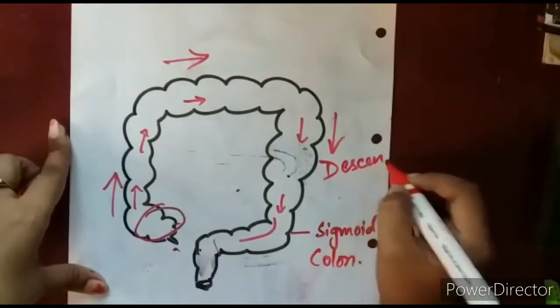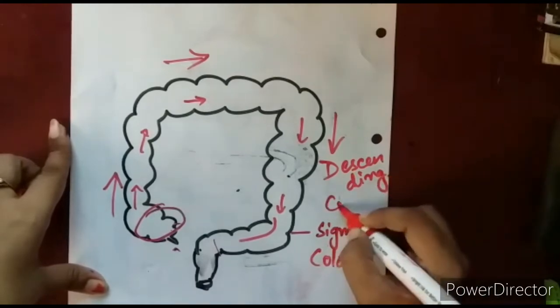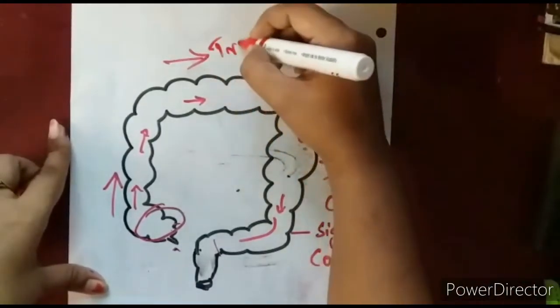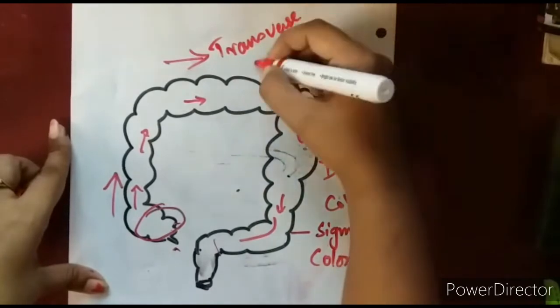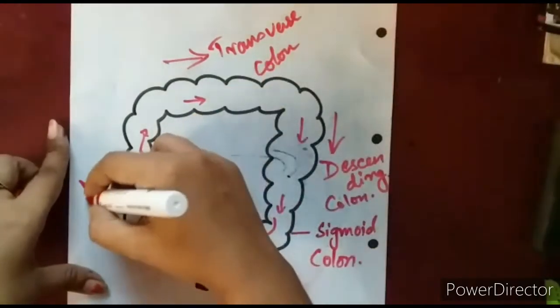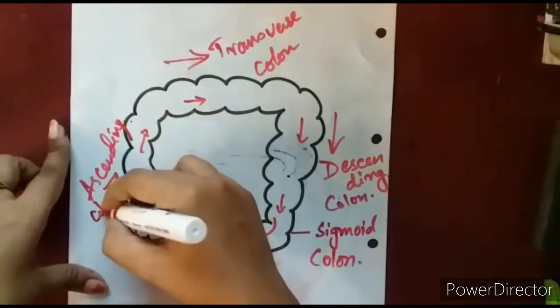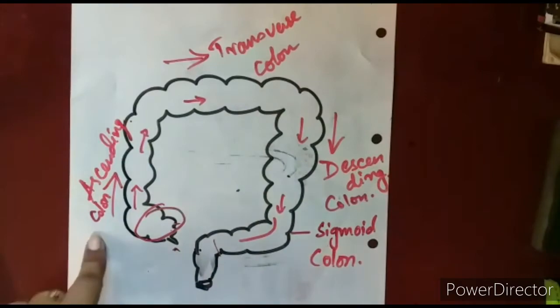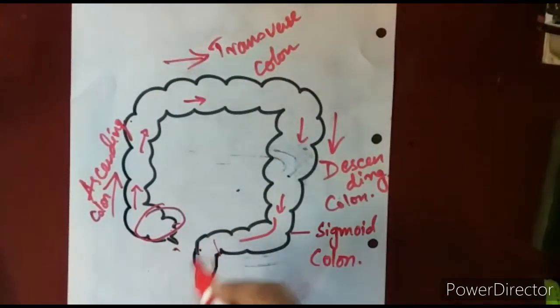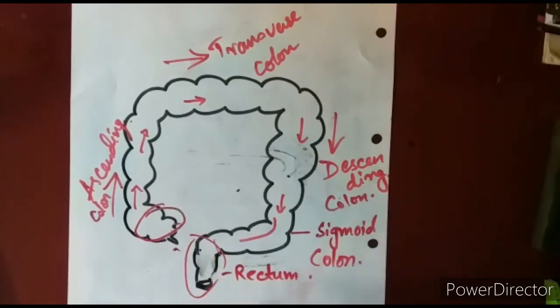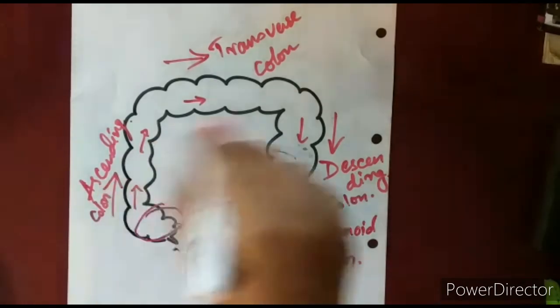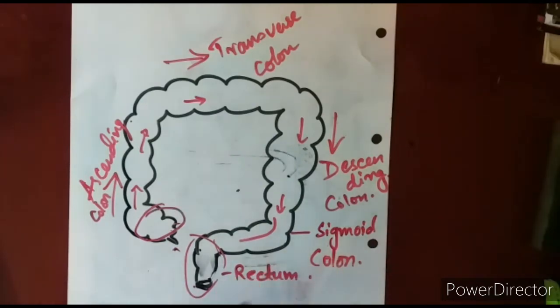Descending colon, transverse colon, ascending colon. So ascending colon, transverse colon, descending colon, sigmoid colon, and the rectum. Now this area is known as the rectum portion. Now rectum ends in the anus, which is the area through which the undigested product is expelled out from your body.